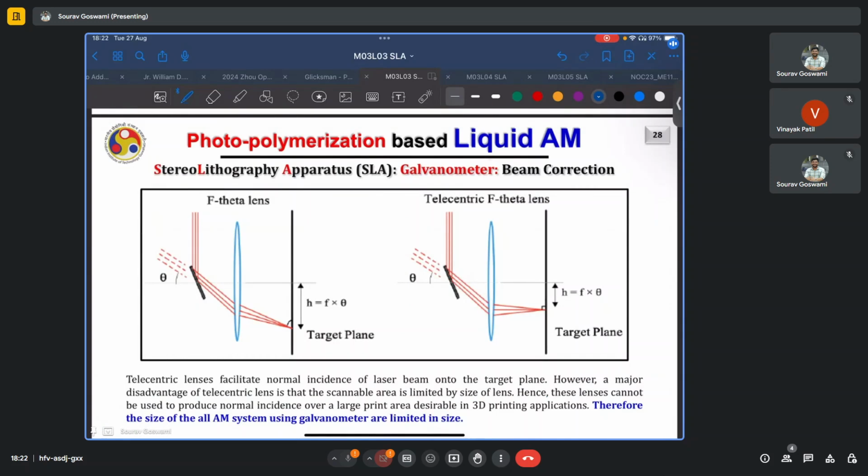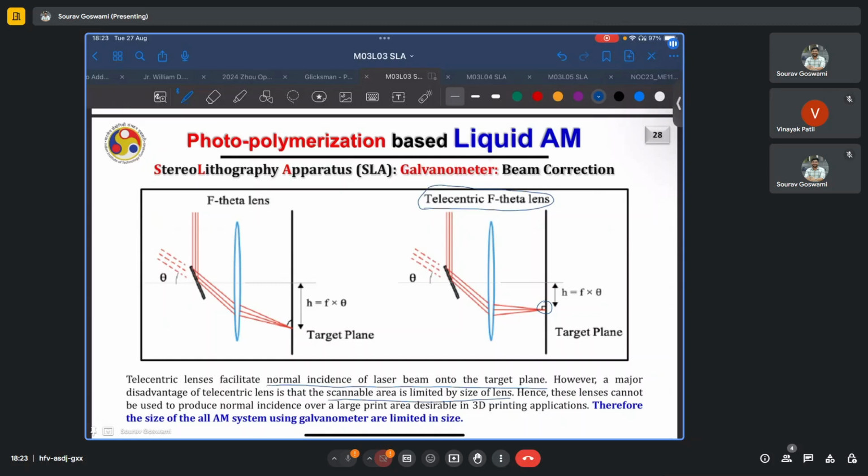Thus, the ideal solution is to have some sort of an F theta lens, which ensures that the focus of the laser beam does not lie along a sphere in space, but lies along the target plane, combined with a mechanism which allows the rays to be incident normally to the target plane always. Such objectives are achieved by using a telecentric F theta lens. They facilitate the normal incidence of the laser beam onto the target plane. However, they have one major disadvantage, which is that the scannable area will be limited by the size of the lenses. In the case of galvanometers, even a small mirror could deflect the beam along a large target area. Even with spherical lenses, that could still be achieved.